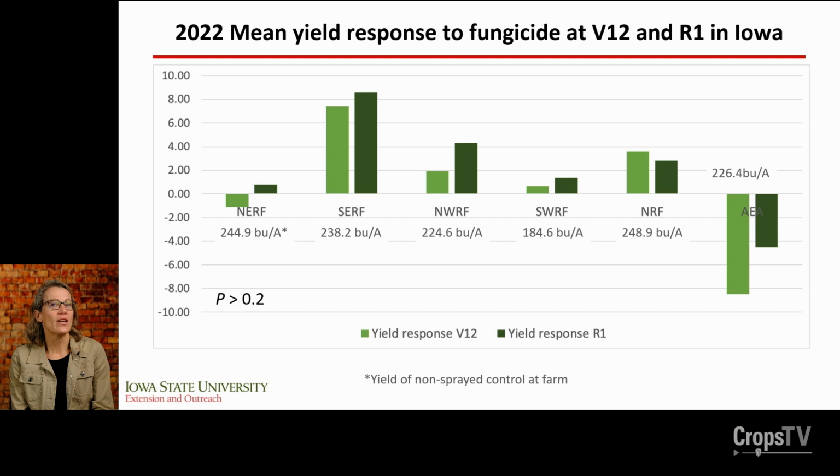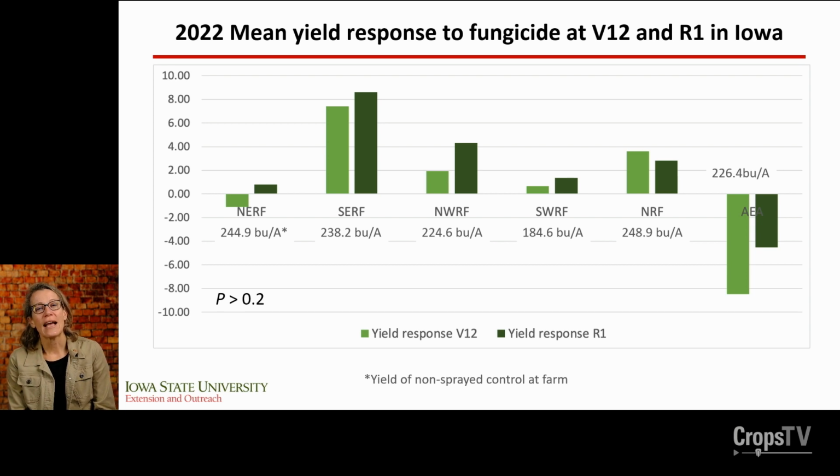These data show the yield response to fungicide at V12 and R1 across Iowa. And what you'll see is there at Nashua, where we had a little bit of tar spot and gray leaf spot, not a lot of yield response there from that small amount of disease. But you'll notice there at SURF that the yield response to those applications at V12 or R1 ranged from about 7.5 to almost 8.5 bushels.